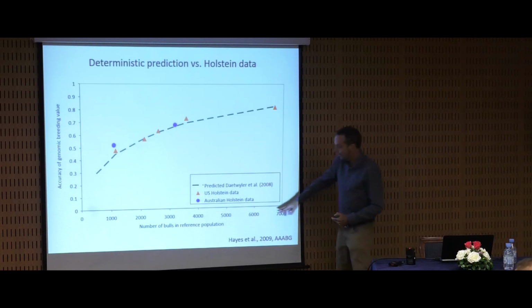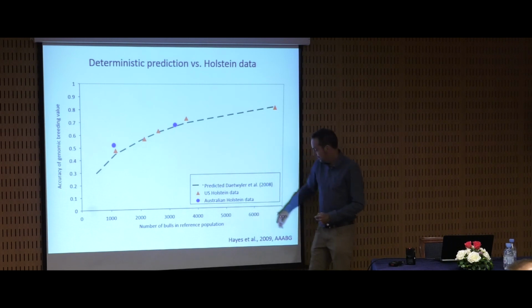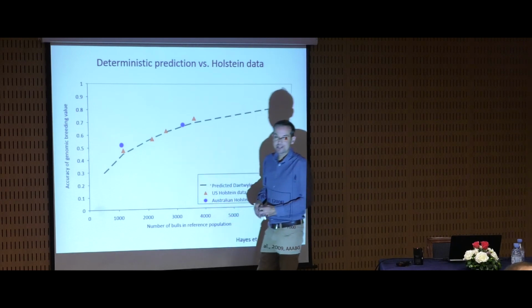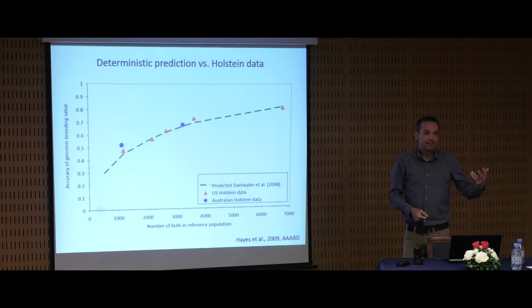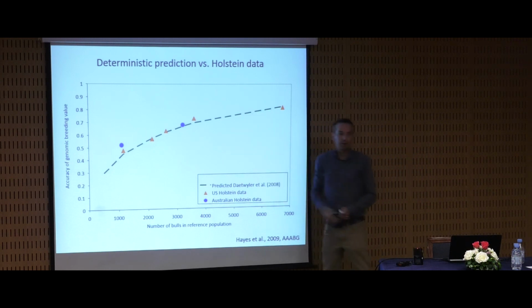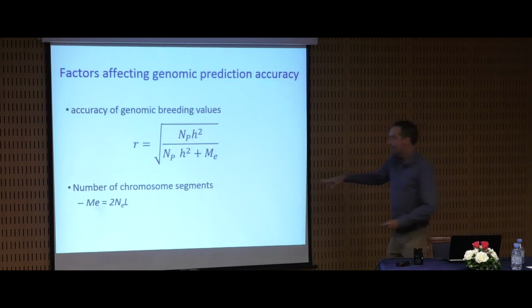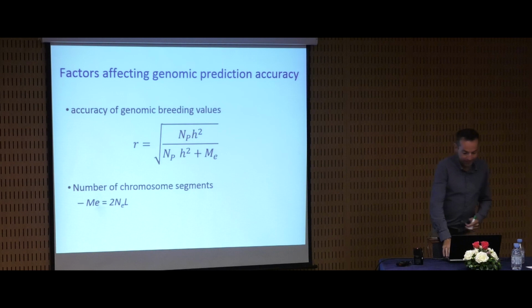Okay, so just to show you what the graph looks like, here's the number of bulls in the reference. So this is the size of the reference population from 0 up to 7,000. The y-axis is the accuracy of genomic breeding value for a selection candidate, for a young individual without a phenotype of its own. This dotted line here is from the little formula. So that's just this formula. So we're increasing the number in the reference, this NP. Heritability stays the same.